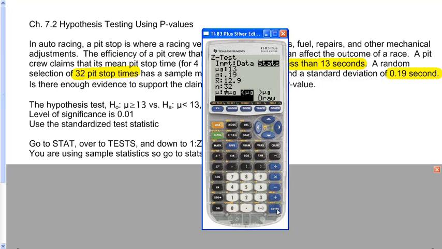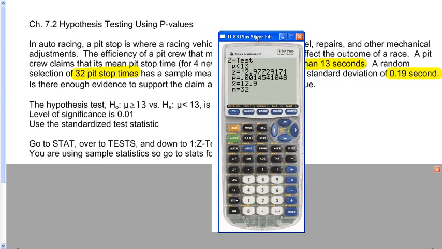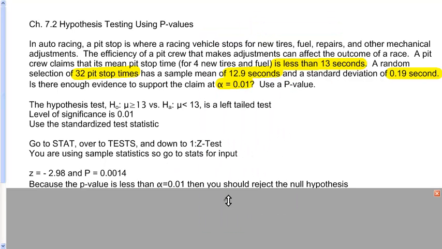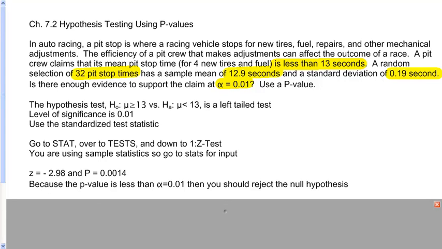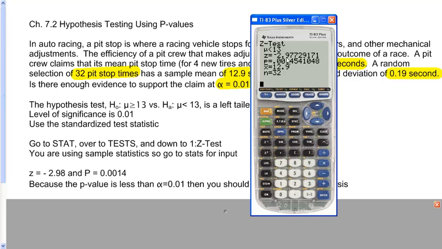And I'm going to calculate. And so that tells me that my answer, and I have that down here so you can see it, my z answer is going to be negative 2.94, and my p is going to be 0.014. So let's go back and look at that. There's my z-score, negative 2.98, and there's my p, 0.0014.